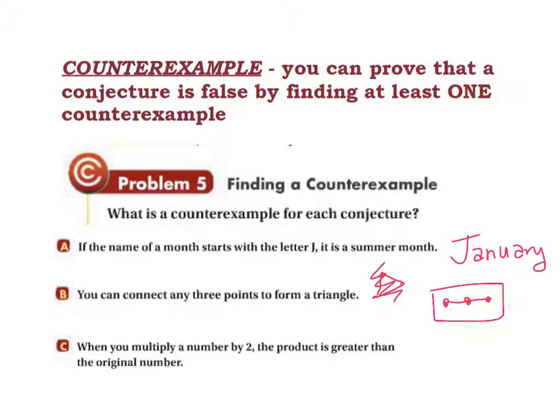When you multiply a number by 2, the product is greater than the original number. Well, you'd think multiplying by 2 would make it larger, but you always have to kind of think of the weird types of numbers. So I'm going to think of, what about negative numbers? If I take -1 and multiply it by 2, now my answer is -2. How does -2 compare to the -1 I started with? It's actually a smaller number if you think it's farther left on the number line. So my -1 would be a counterexample for that conjecture.